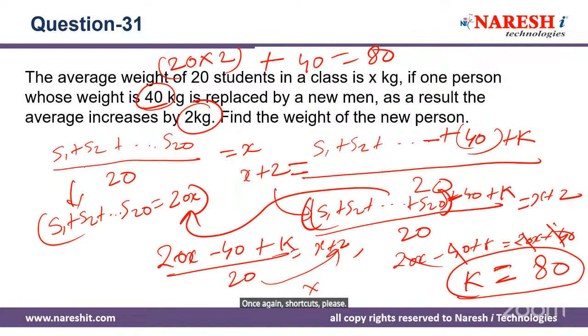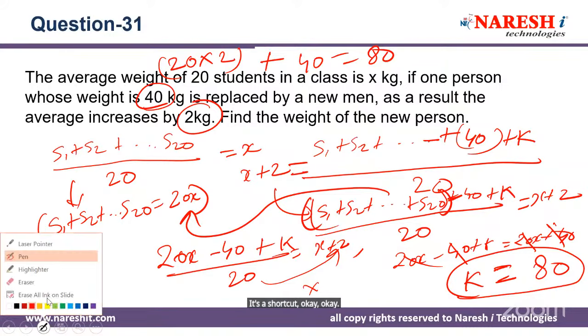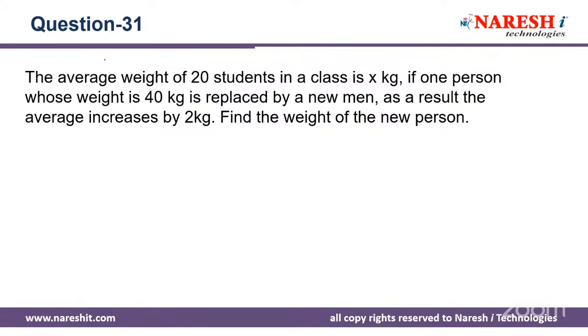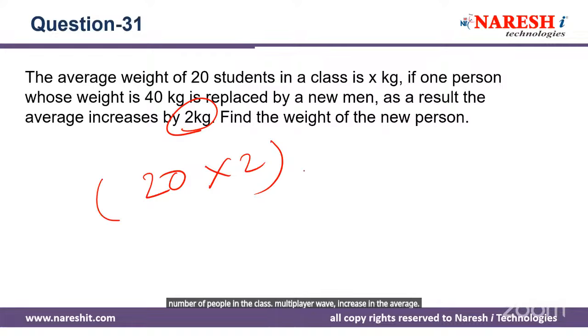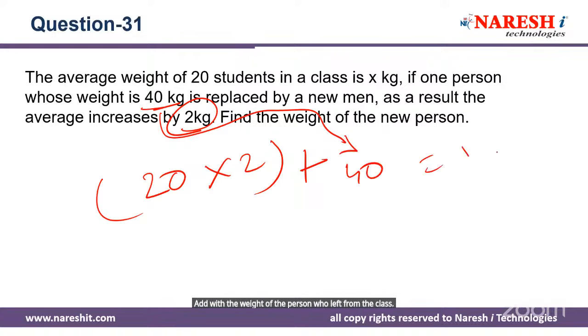Okay, shortcut. Number of people in the class multiplied with the increase in the average, add with the weight of the person who left from the class. This 80 will be the weight of the new person.